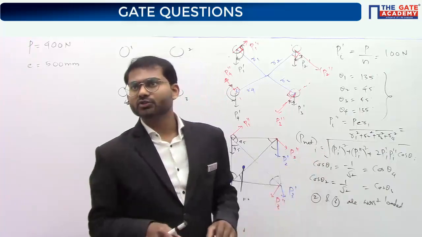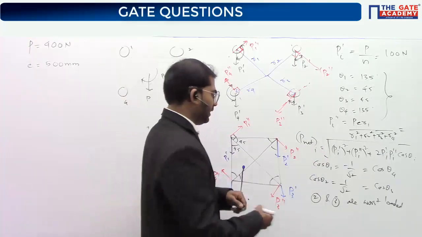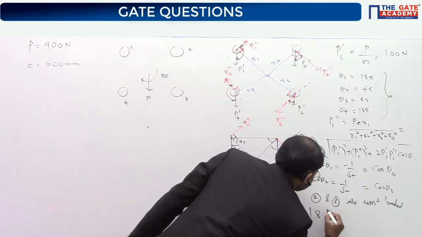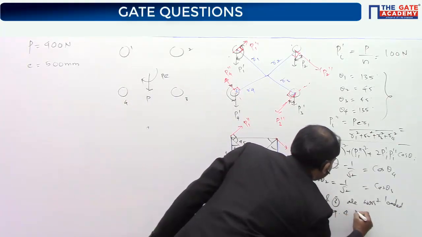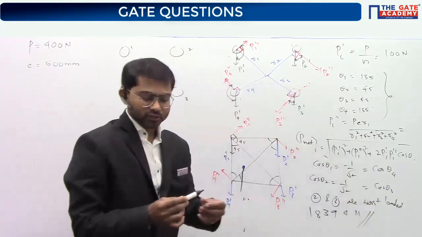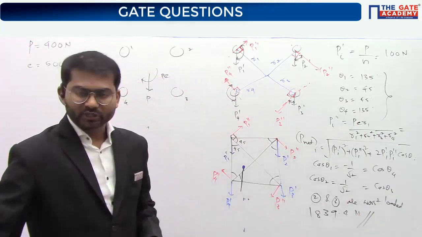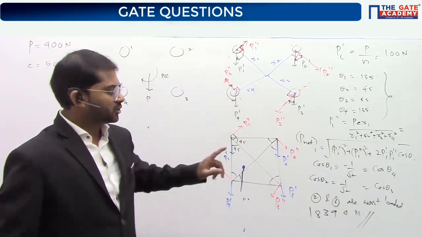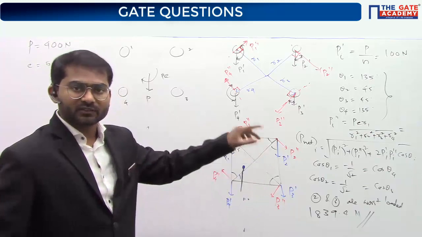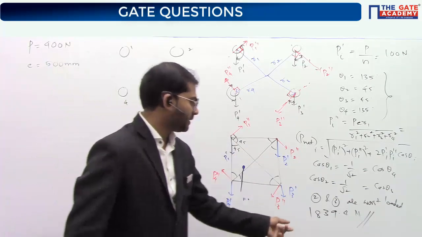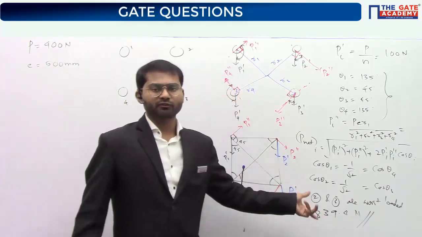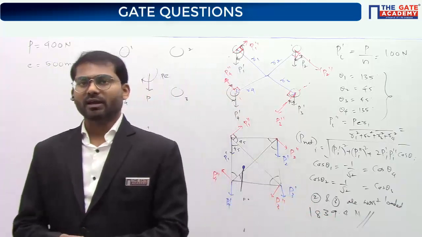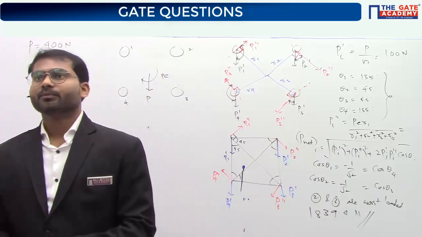So 1840, 1839.83 like that. Whatever answer you are given is the right answer, 1839.4 Newton. They are asking us to give the answer in Newtons, not kilonewtons, so we should give it in Newtons only. If they had asked in kilonewtons, our answer would have been 1.83 or 1.84. Clear? I hope there is no doubt here.